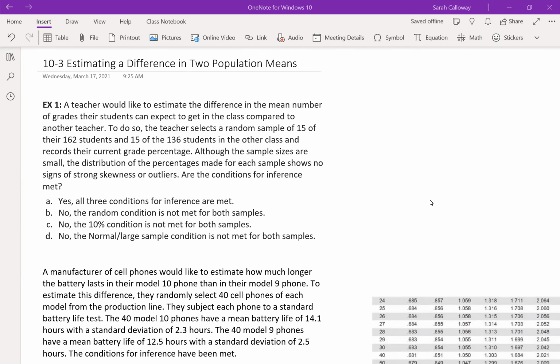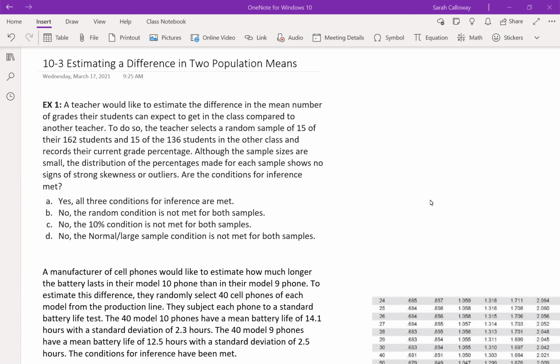Okay, so in this video, I'm going to go through section 10.3, which is estimating a difference in two population means. And so we're looking at first checking the conditions for inference, and then we'll go through a process of finding a confidence interval and using that to draw a conclusion.